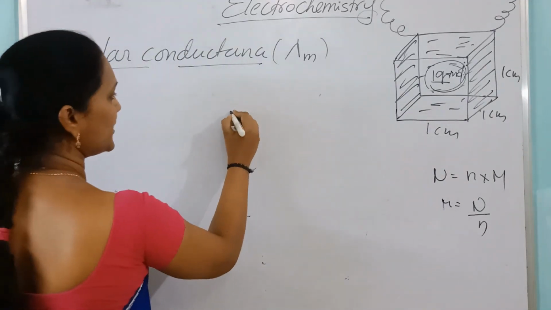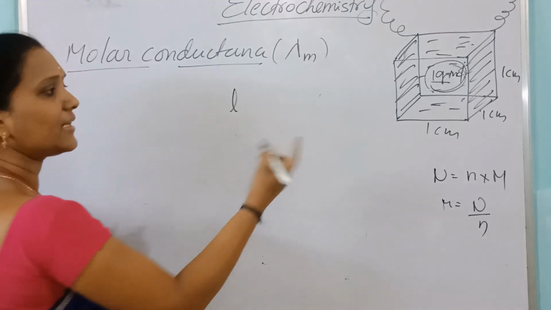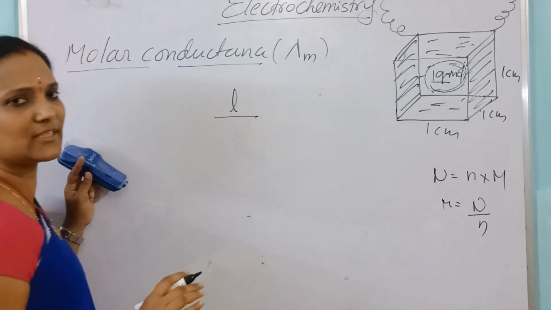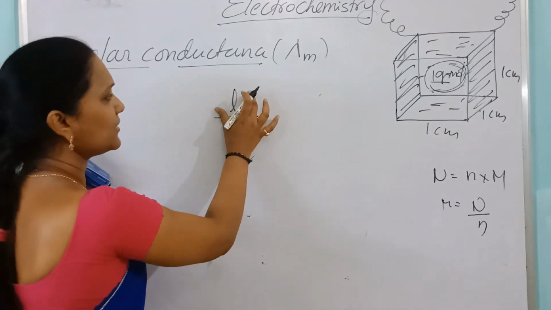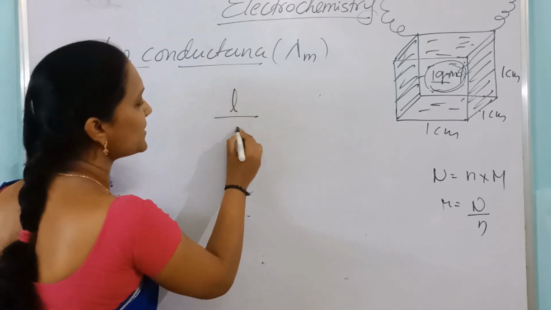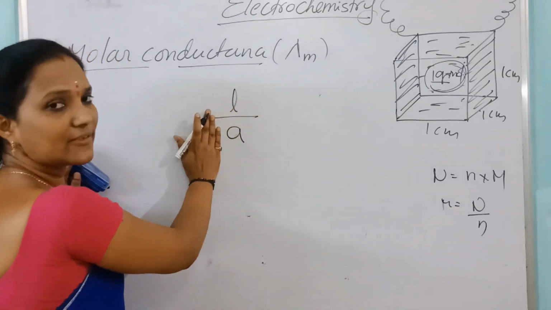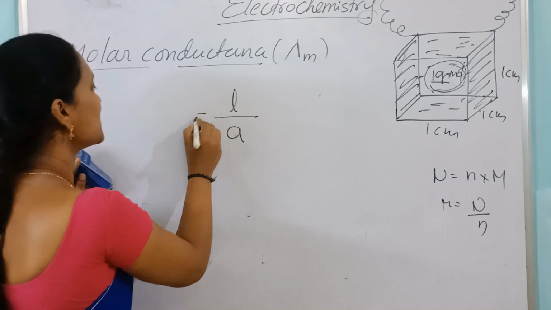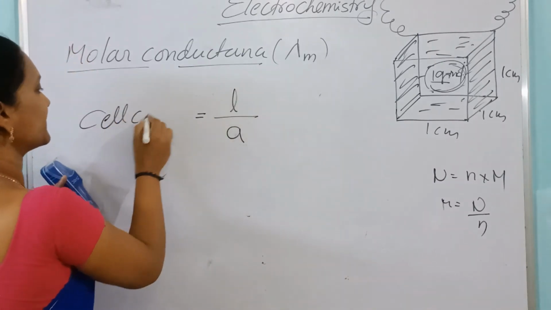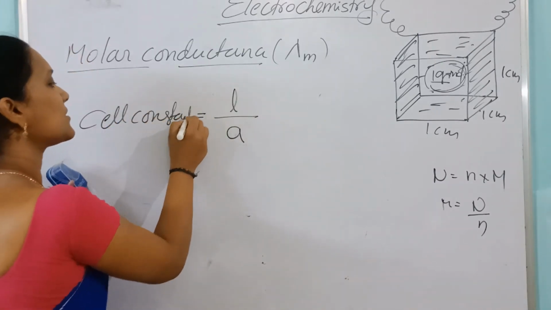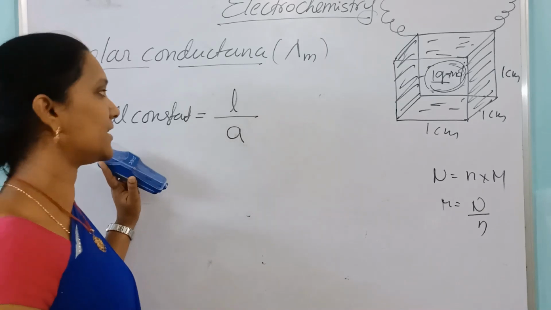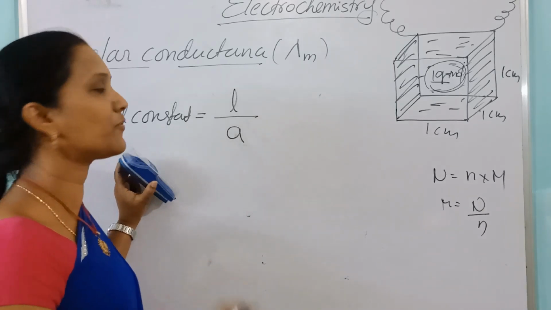Length 1 centimeter, and area 1 centimeter square, like this. Anyhow, the length of this electrode and the area of this cross section, this is constant, length by area. This is called cell constant. So what is the cell constant? Just length by area: length of the electrode by area of cross section.